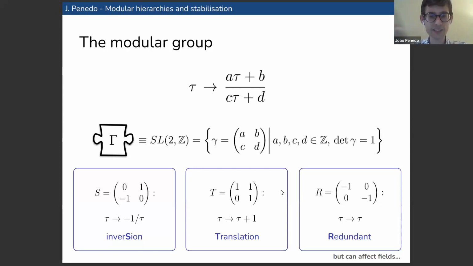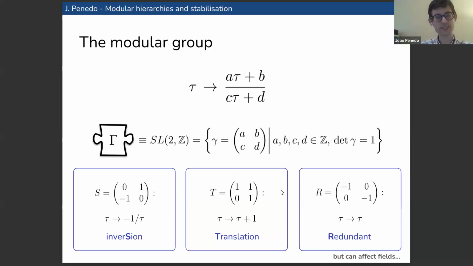T is the generator that brings tau to tau plus 1. It's a translation. And then if you want, you can have or not the R generator, which does nothing to tau, as you can check by putting a and d equal to minus 1, b and c equal to 0. And then tau stays tau. So it's a redundant generator, but it can affect the fields. So you may wish to keep it or not.